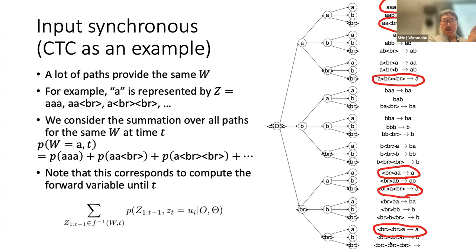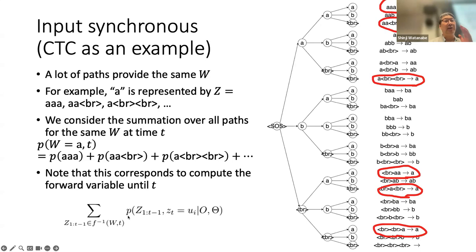What I mean to say is that there are a lot of duplicated paths corresponding to the same token, right? So we actually have to consider it. And in this case, how do we do that? We just add them. So up until this time, the probability of, for example, just emitting A would be represented as this kind of six patterns, so we sum all of them. And this computation is very similar to the forward computation in CTC that we learned in the previous lecture.